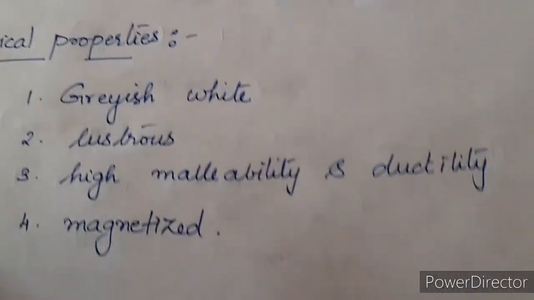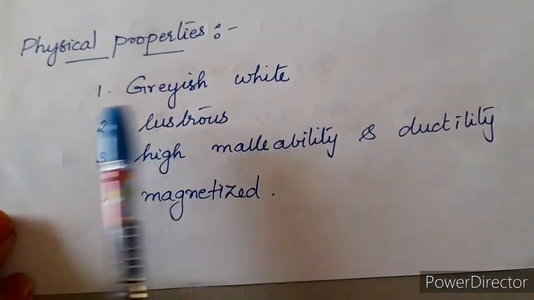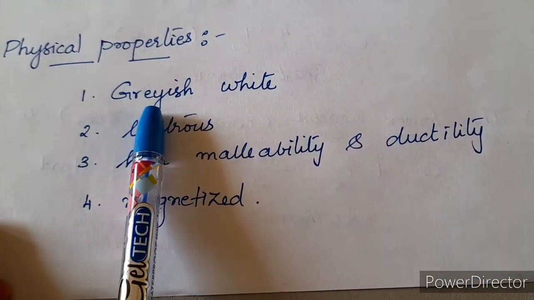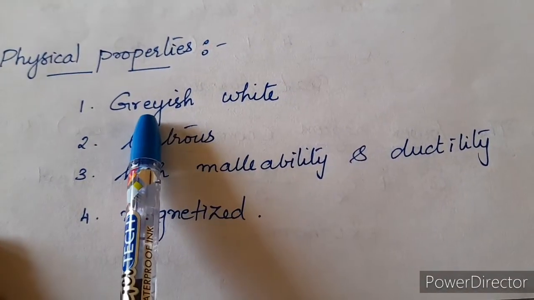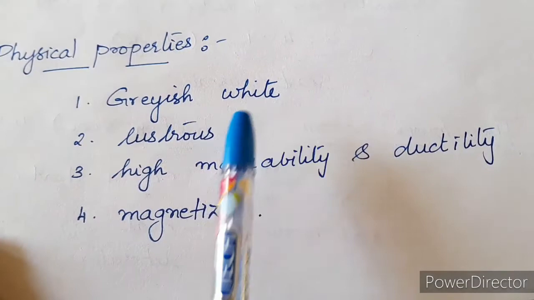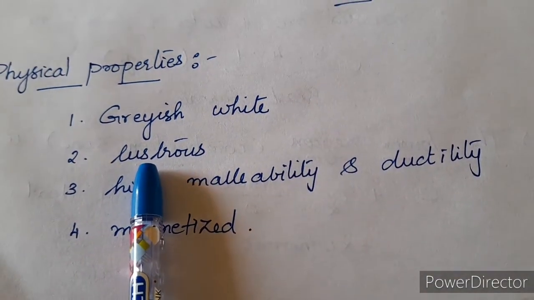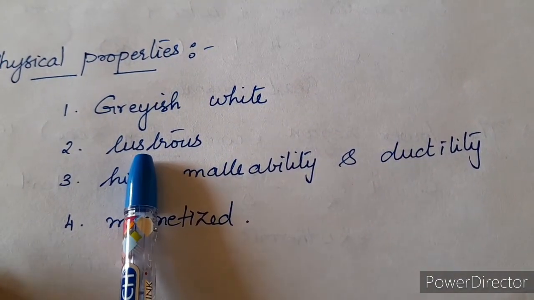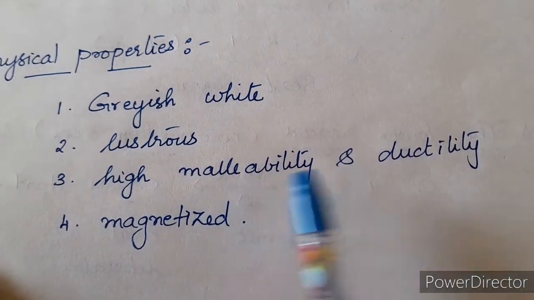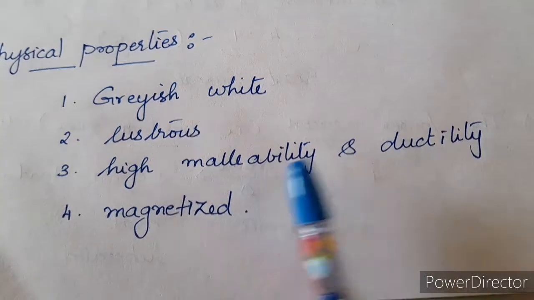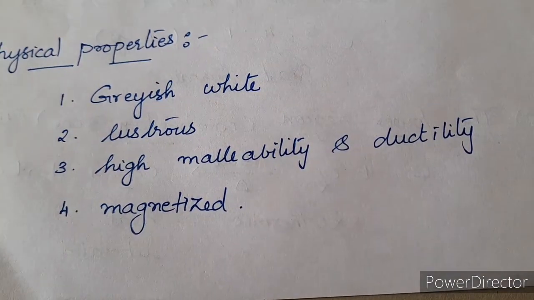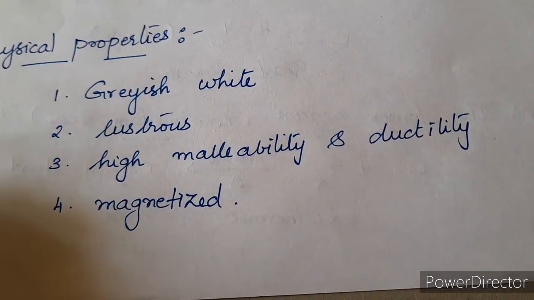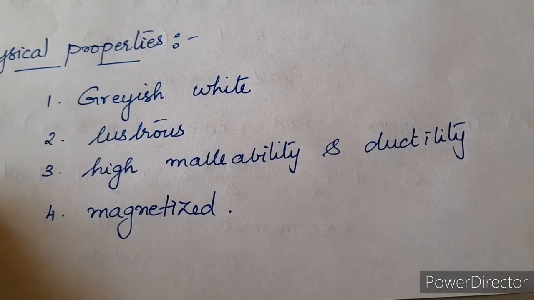Next we'll go to the physical properties of the iron. We know that it is a grayish white color, isn't it, iron? So we are very familiar with this iron, isn't it? So this is the grayish white metal. It is lustrous. It has the shining property. It is highly malleable and ductile. Malleable in the sense it can be beaten into sheets, isn't it? We can make iron sheets, and it can be drawn into thin wires, isn't it?